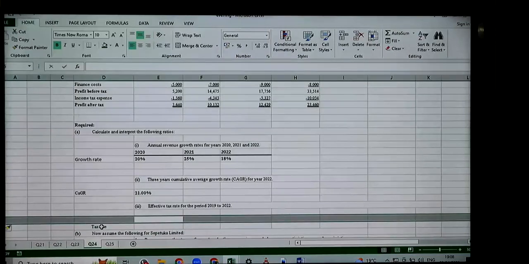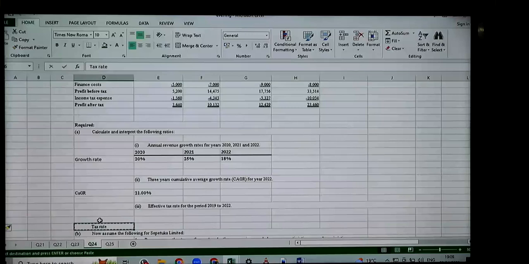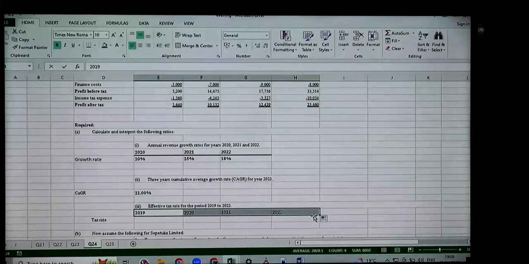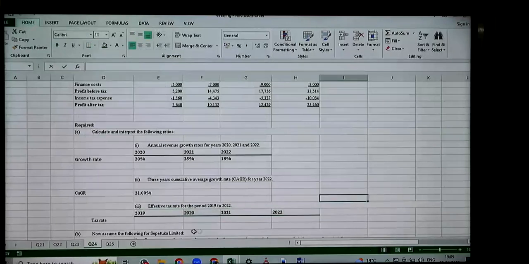So we are going to the tax rate for the period. And this one is just the same thing. So for the period from 2019, Control B, 2019, tab, 2020, Control B this one. Then I select the 2 and drag up to 2022. I'll do Alt-H-B-H for a thick bottom border.